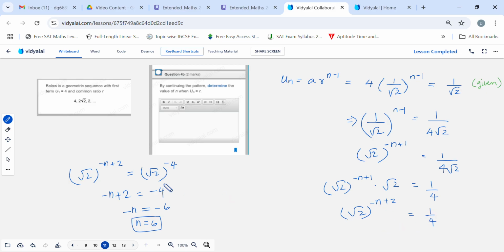Writing the right side in terms of root 2, we know that 1 by 4 is root 2 to the power negative 4. Equating the exponents, we get minus n plus 2 is equal to minus 4, or minus n is minus 6. So n will be 6.